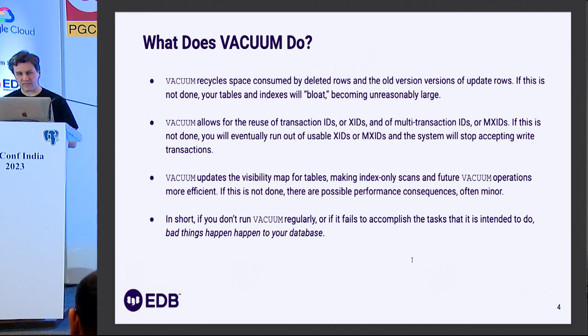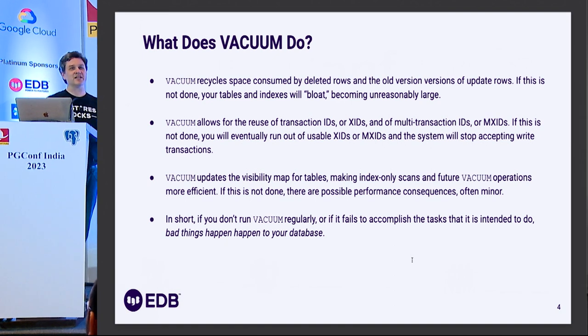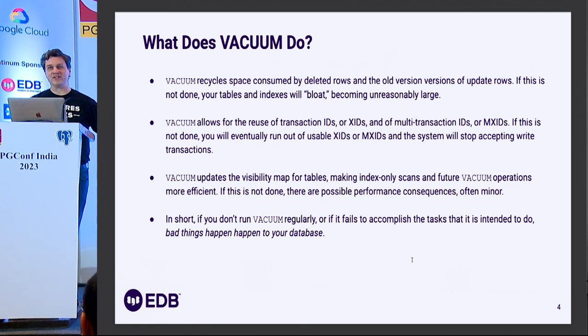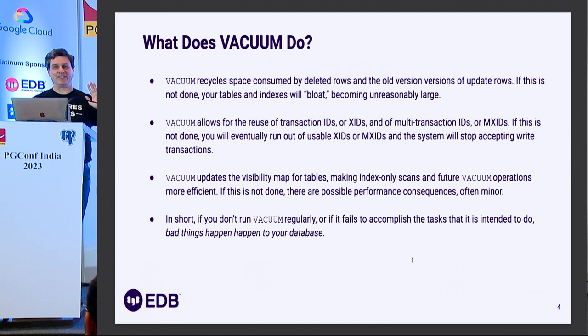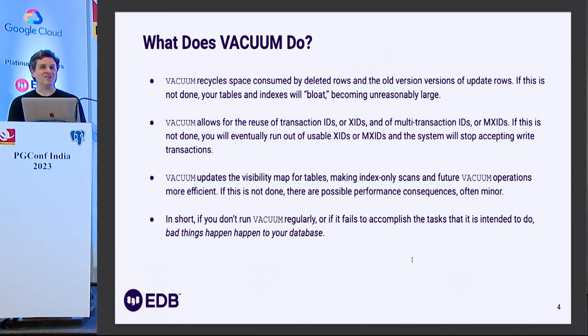The third thing that vacuum does is it updates something called the visibility map for tables. That makes future vacuum operations more efficient, which is nice, but it also makes your index-only scans run at a good rate of speed. That's not as important as the first two things that I mentioned, because if your index-only scans are a little slower, that's not great, but it's better than if your database stops accepting write transactions or becomes huge. So what I really want you to take away from this slide is that vacuuming is very important. You can't skip it. If you skip it, your database is not going to work. Many people think that vacuum is the enemy, and it's something that you need to keep from happening. But what I like to say is vacuuming is like exercise. If it hurts, you're not doing enough of it.